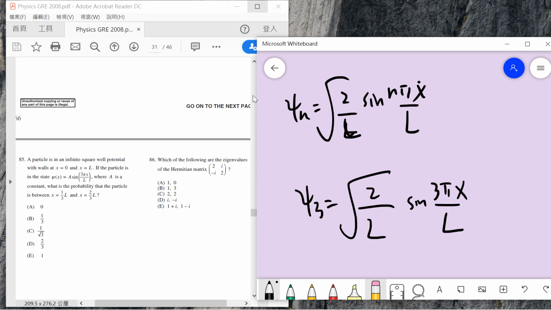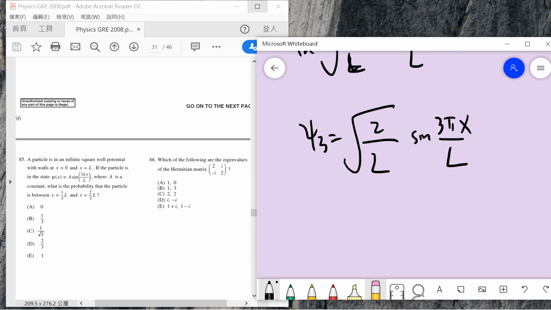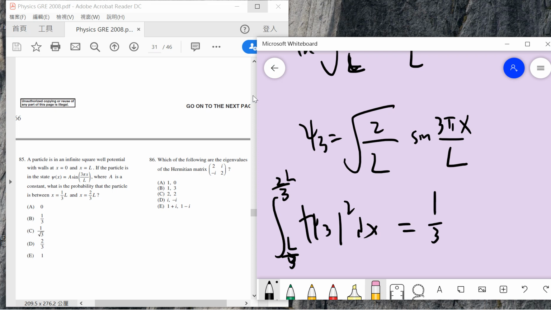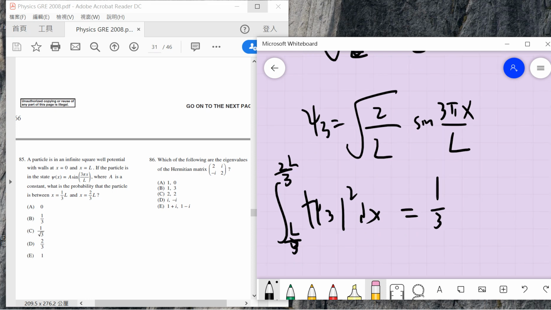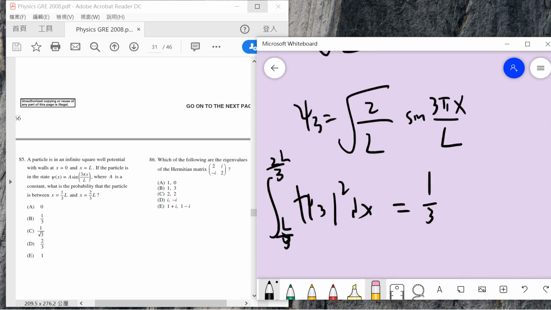Nice. So it asks for a probability. It's just the integral of the wave function squared dx from 0 to L over 3, with the coefficient 2 over L, and this is what we need to do. Then you can calculate by yourself. I think the calculation is easy. So the answer is B. Okay, let me quickly show some detail.